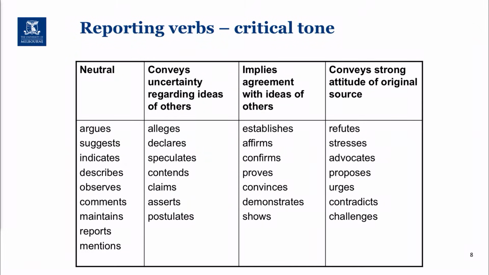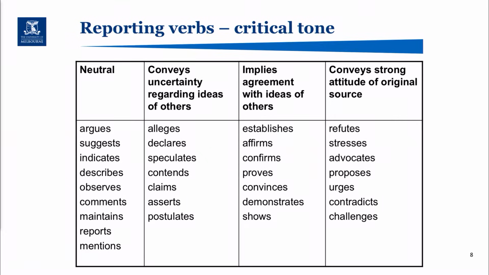We also have particular verbs we use which can suggest or really give a good message about our critical tone. If we feel neutral, or we feel that the author feels neutral about something, we use those words like argues or suggests. On the other hand, if we feel quite strongly about this, we'll be using words like stresses, proposes, urges. There's a good bank of verbs that you can use.